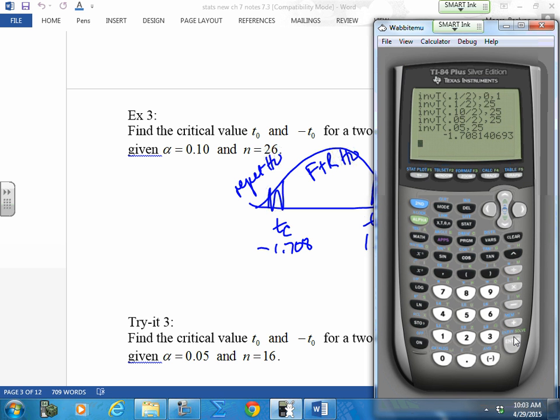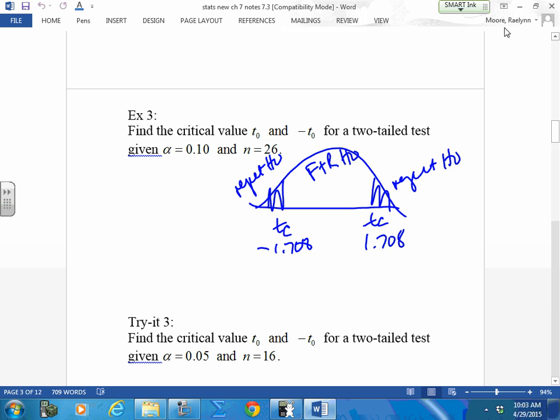Your calculator has the software for it. You can divide by 2. I can't on the old software. And on the 83s, you're not going to be able to divide by 2 either. Just do the divide by 2.